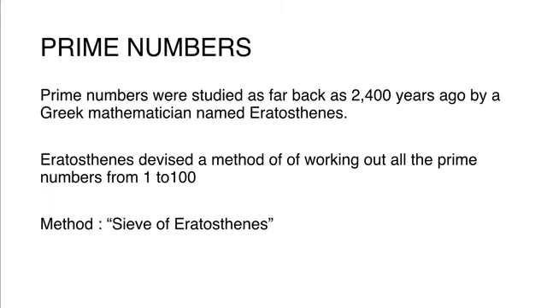A sieve is a container with a mesh base. When you put dirt and/or stones into a sieve, the smaller stones or dirt fall through the mesh, leaving the bigger stones. And so Eratosthenes used this idea to sift out the other numbers to leave the prime numbers.